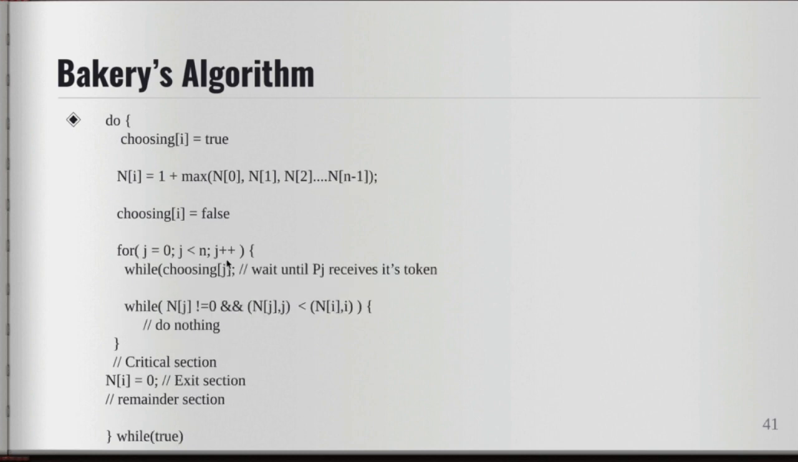Then it enters the loop to evaluate the status of other processes. Here it waits until the process Pj finishes choosing its token number. Pi then waits until all the processes with smaller token numbers have been served, and once that is done, it enters the critical section. After it has finished its execution, it sets number[i] to 0 and exits the critical section. The numbering scheme always generates numbers in increasing order, for example 1, 2, 3, 4 and 5. That basically is the Bakery algorithm.